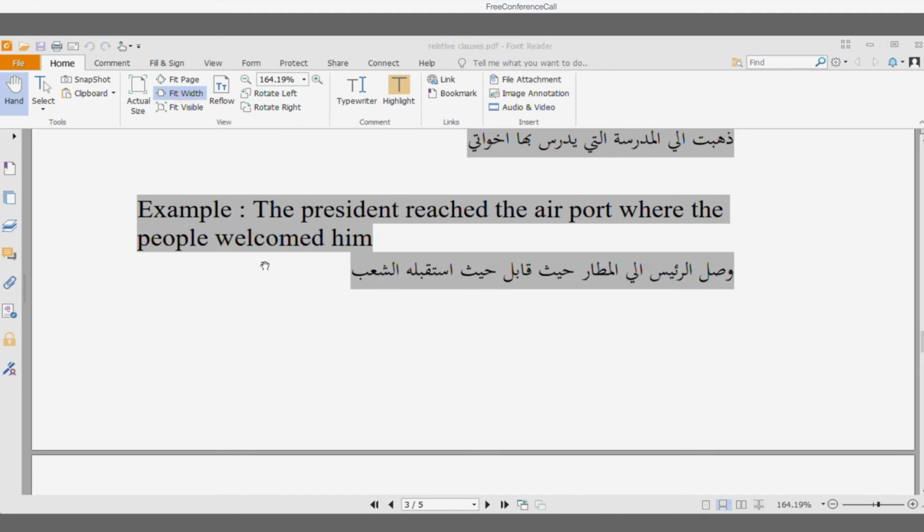The example 2, the president reached the airport where the people welcomed him. The president reached the airport وصل الرئيس إلى المطار. Where حيث the people welcomed him حيث استقبله الشعب. So where the people welcomed him حيث استقبله الشعب.